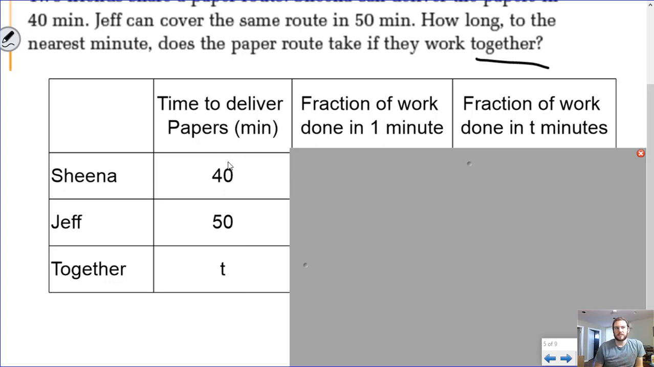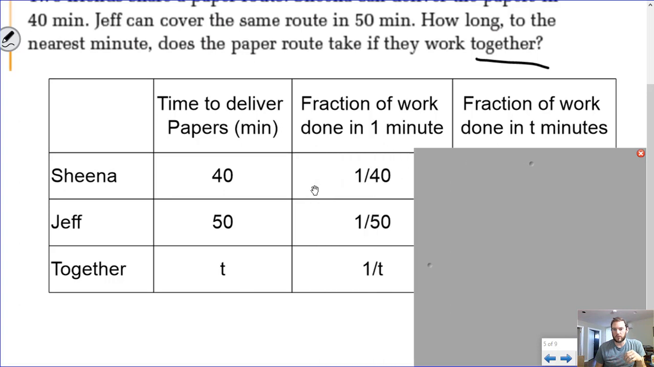So instead of separating this information in minutes, let's see what fraction of the route each of these people can do in 1 minute. If it takes Sheena 40 minutes to do the paper route, in 1 minute she does 1/40th of the route. Jeff takes 50 minutes, so in 1 minute he'll do 1/50th of the route. And together it takes them t minutes, so following that pattern of 1 over 40 and 1 over 50, together they do 1 over t.